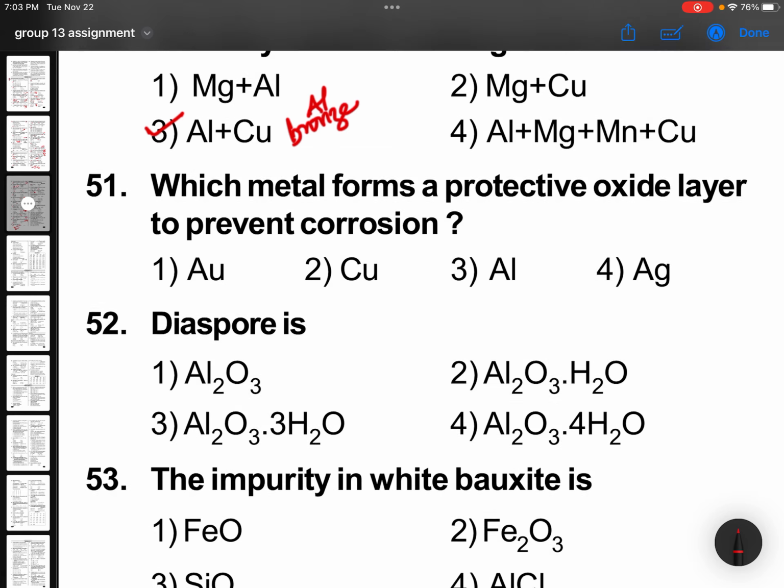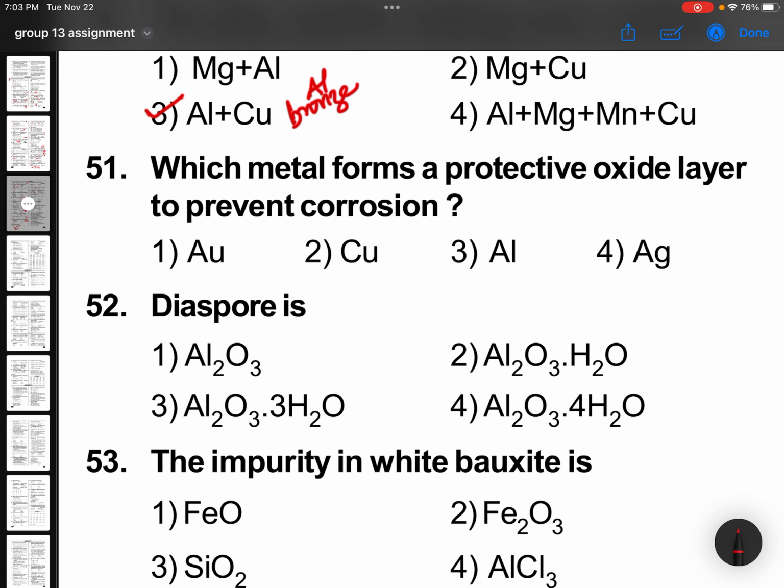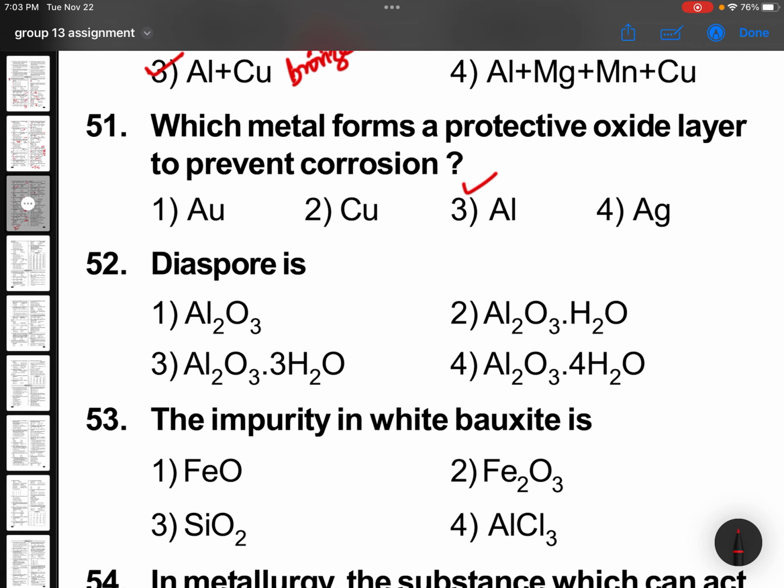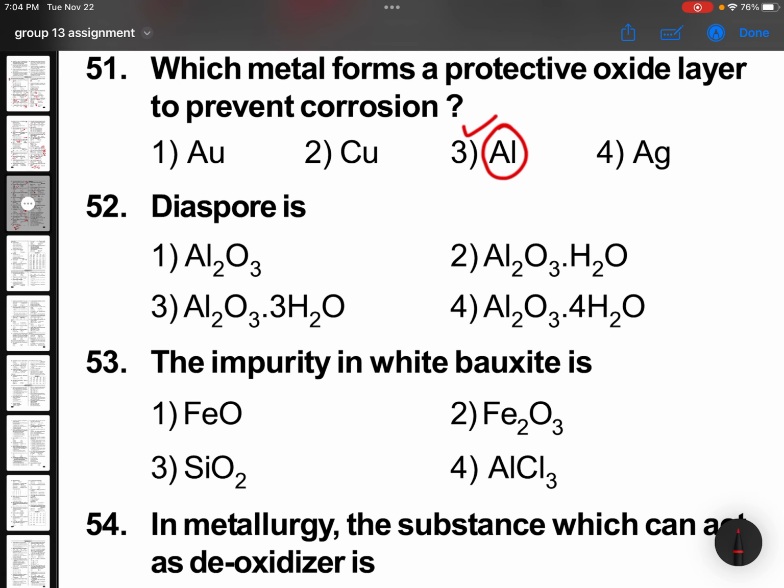Which metal forms a protective oxide layer to prevent corrosion? Aluminium. Just now we were discussing this with concentrated nitric acid. Or in general, an Al2O3 layer is formed on it, which protects the metal.